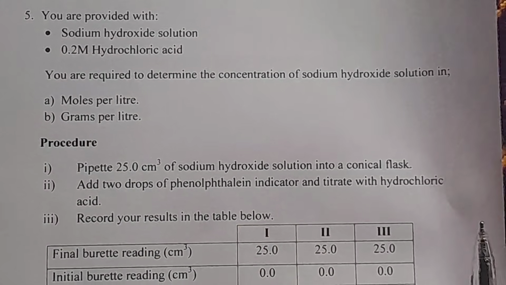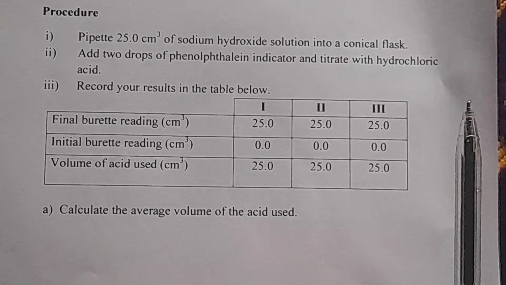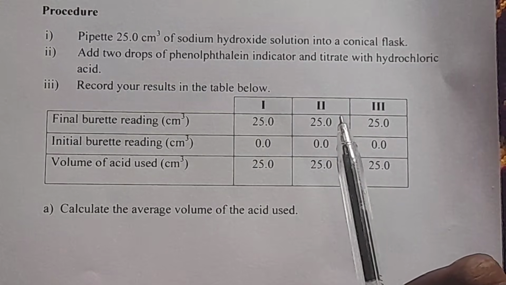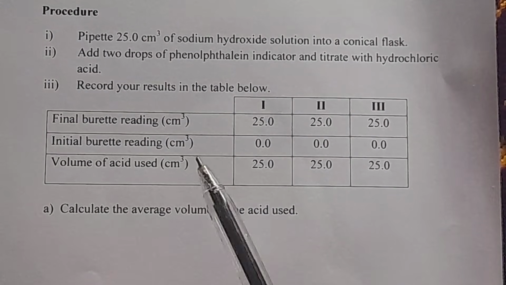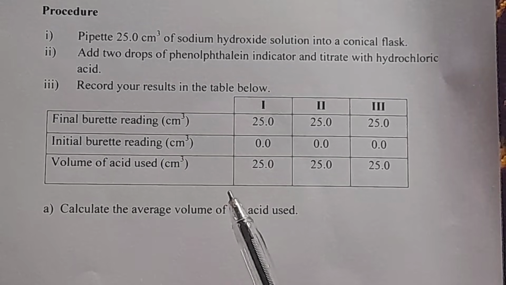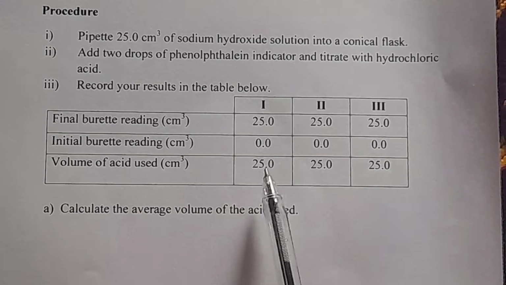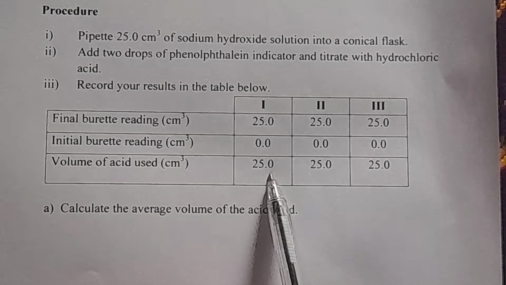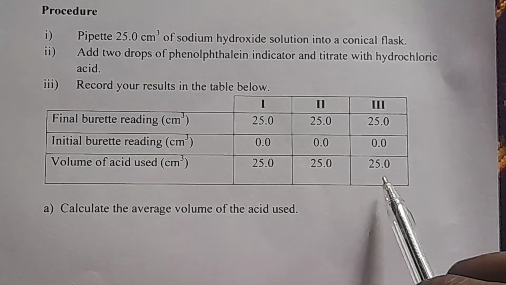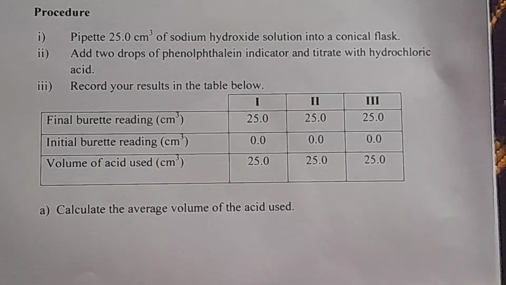We check the titration table already filled for you, and we have titration 1, titration 2, and titration 3. When you are doing a titration experiment, 3 experiments are done, and they are supposed to be consistent, within a range of plus or minus 0.2. The volume of the acid used in the first experiment is 25.0, the second is 25.0, and the third is also 25.0. So that means we can add the 3 to get the average volume of the acid used.